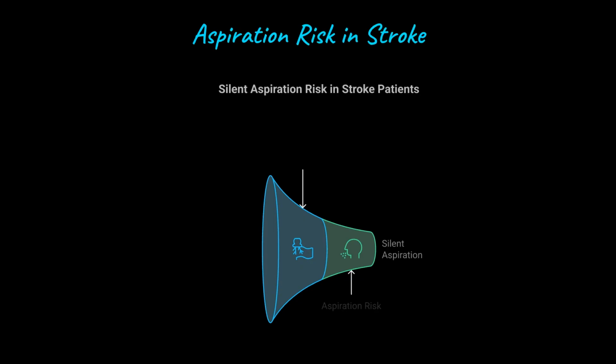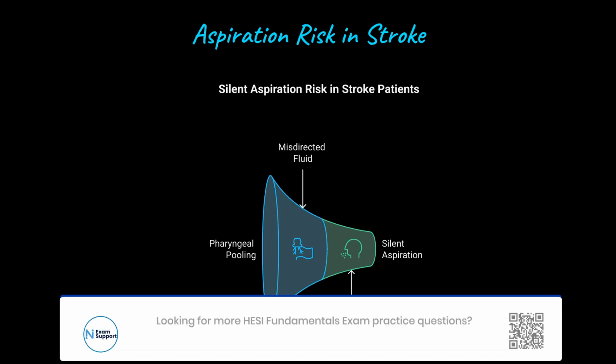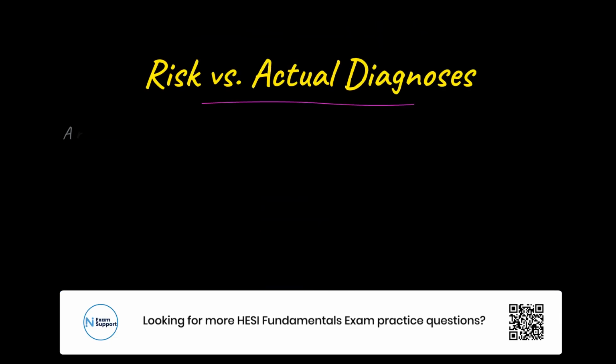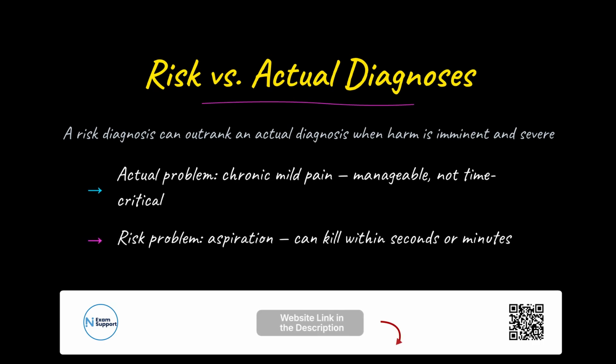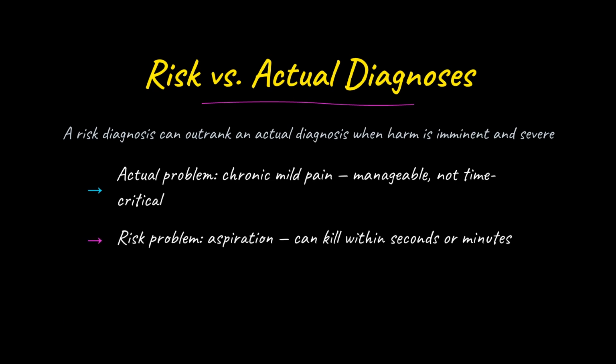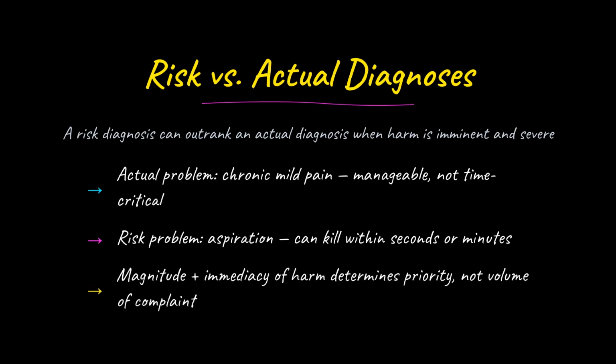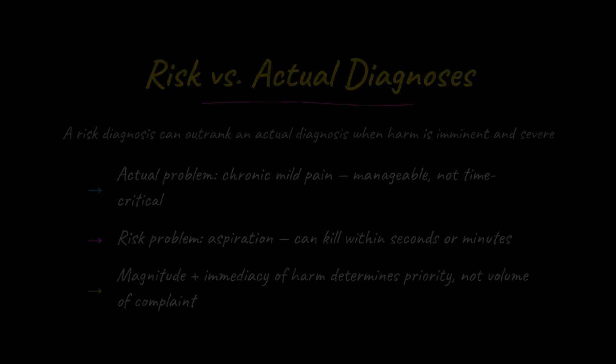A stroke patient with a wet gurgling cough and a watery voice after meals is showing classic signs of pharyngeal pooling. Secretions that spill into the trachea instead of the esophagus can cause pneumonia within 48 hours or asphyxia within minutes. Exam writers frequently test whether students can distinguish a loud actual problem from a quiet but deadly risk. Chronic mild pain is real, but risk of aspiration carries greater magnitude and immediacy of harm. So the risk diagnosis wins priority even though it produces no noise.